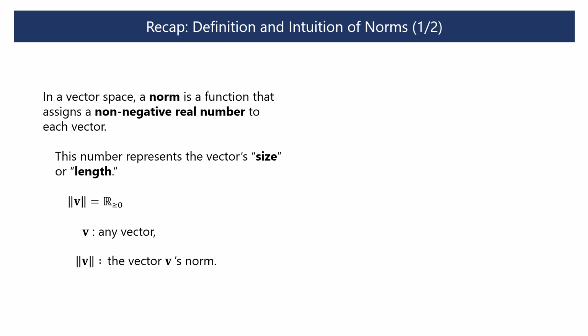Let's begin by reviewing what a norm actually is. In a vector space, a norm is a function that assigns a non-negative real number to each vector. This number represents a vector's size or length. Mathematically, we write it in this way. Here, v is any vector, and v with double vertical bars is the vector v's norm.